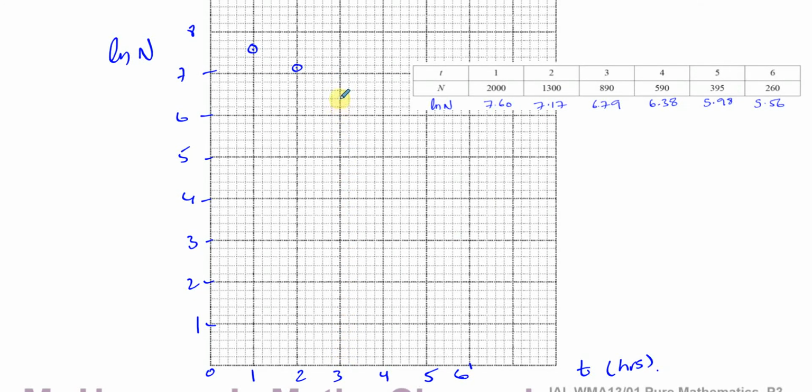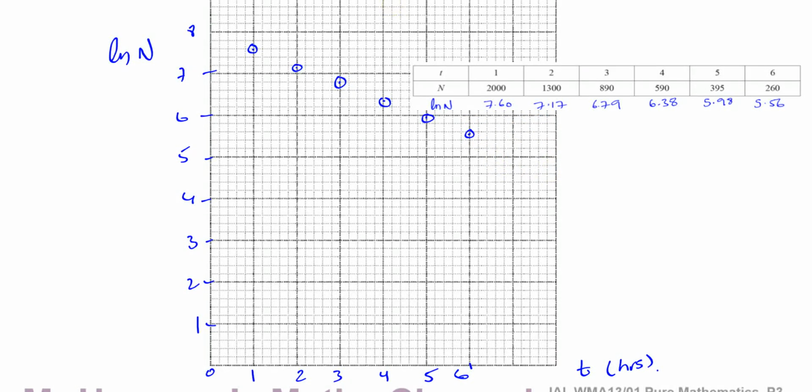That's 6.2, 6.4, 6.6, 6.8, somewhere over here. And then we're going to have 4 against 6.38. That's 6.2, 6.4, so it's just before 6.4. And I'm going to have 5 against 5.98. So 5.98 is just before 6, so it's about here. And then you've got 6 against 5.56, so it's below that a bit.